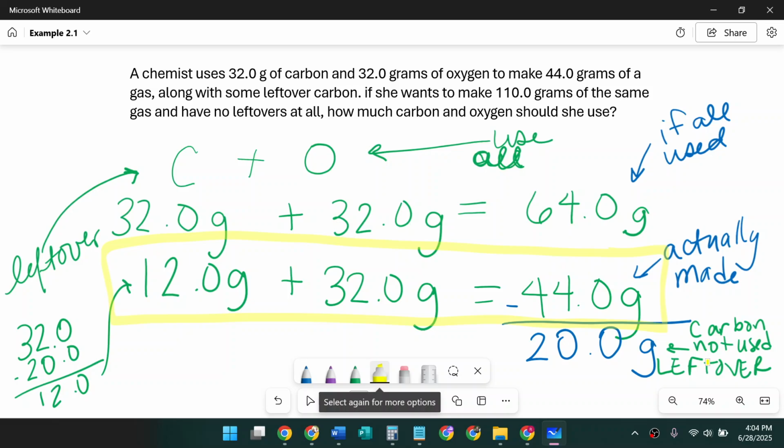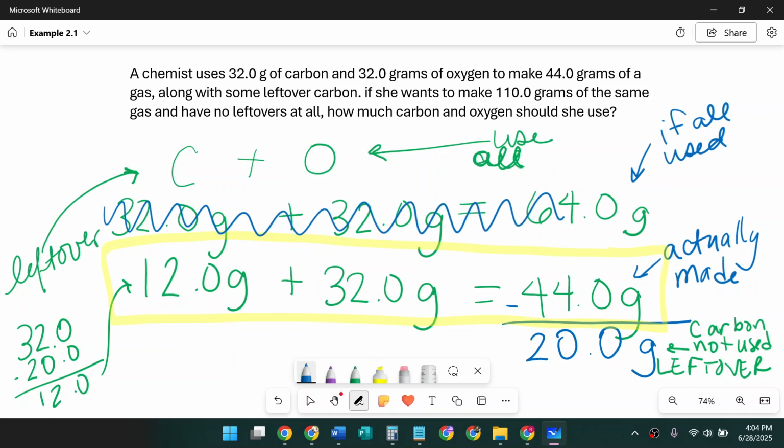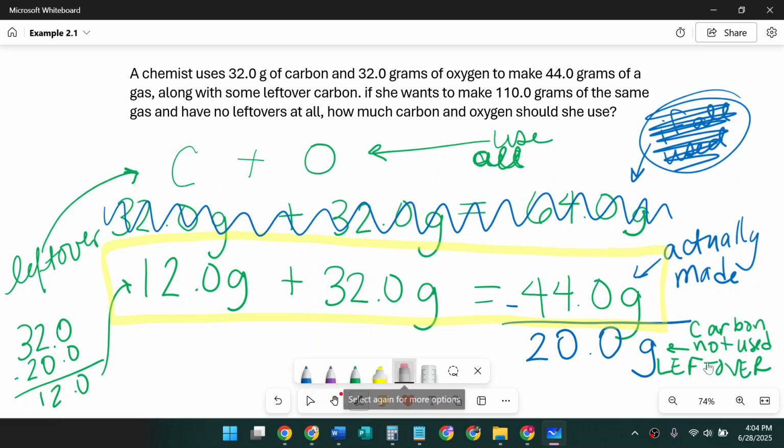The other one doesn't matter anymore. We only used it to see what we would have gotten if we'd used all of them. Don't let that get confusing. You can even scratch it out. This is not the real equation because we didn't use all of the gases. We had leftover of one.